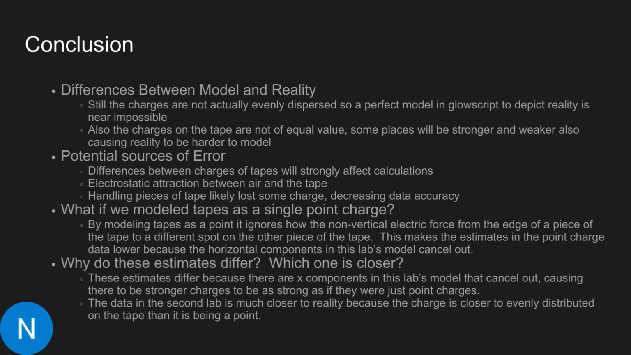Why do these estimates differ? Which one is closer? These estimates differ because there are X components, like I just said, in this lab's model that cancel out, causing there to be stronger charges, as they need to be stronger than if they were just point charges. The data in the second lab is much closer to reality because the charge is closer to being evenly distributed on the tape than it is in just a point.